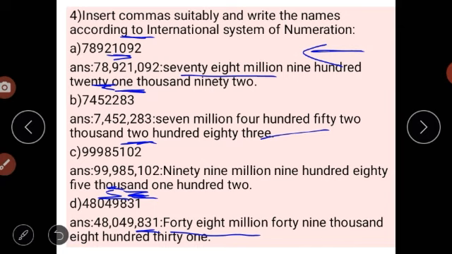4,849,831. Okay, getting it? So here our exercise 1.1 ends.